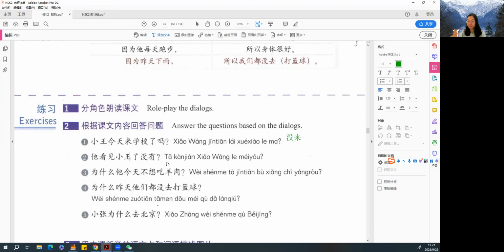All right, the second question. 他看见小王了没有? That's something new, I guess. So here is also a yes or no question, but it's no longer ma at the end. It's 了没有. Here it's quite similar to the English questions like "or not". For example, do you see 小王 or not? So it's still the same.